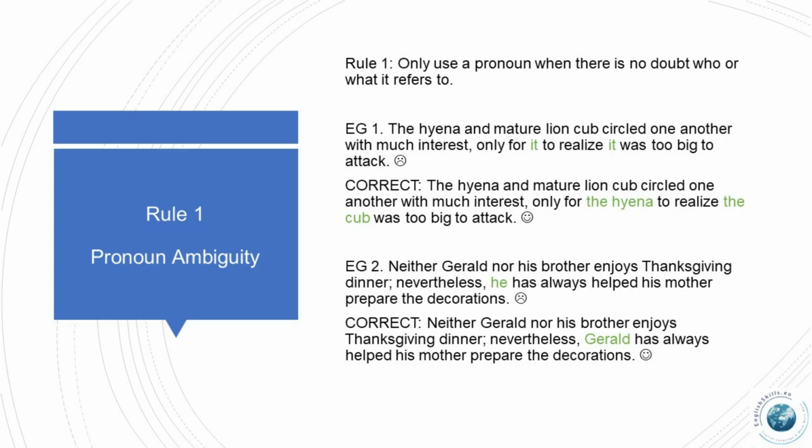Example 2. Neither Gerald nor his brother enjoys Thanksgiving dinner; nevertheless, he has always, so you begin to see the pattern here, he has always helped his mother prepare the decorations. We don't know there who he refers to. It could be Gerald or it could be his brother. The correct version, make sure you write or say who the actual pronoun would refer to. If you need to correct yourself, do so. Neither Gerald nor his brother enjoys Thanksgiving dinner; nevertheless, Gerald has always helped his mother prepare the decorations. So there's absolutely no ambiguity there as to who is doing what.